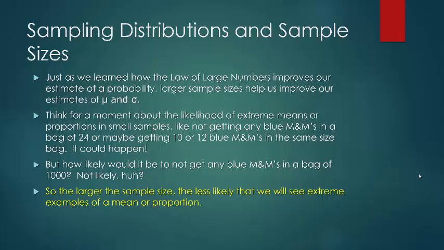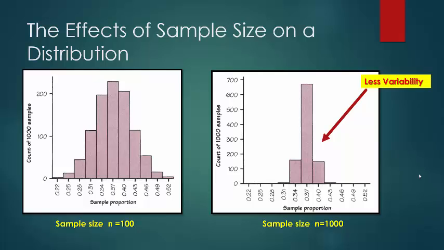Okay, so notice the yellow text at the bottom. The larger the sample size, the less likely that we'll see extreme values or examples of a mean or proportion. Okay, here are 2 histograms. Both of these samples were taken from the same population. On the left, you see the sample size was 100, and on the right, you see the sample size was 1,000.